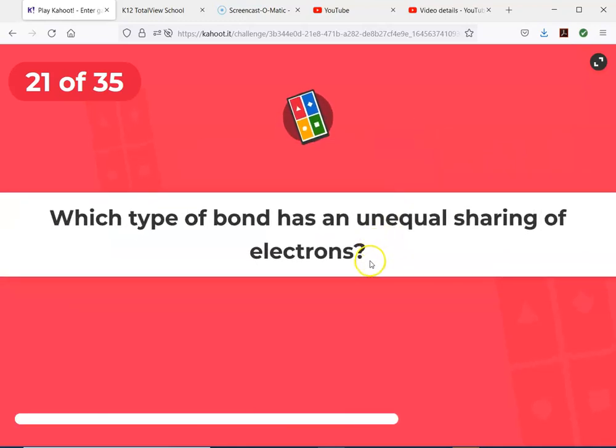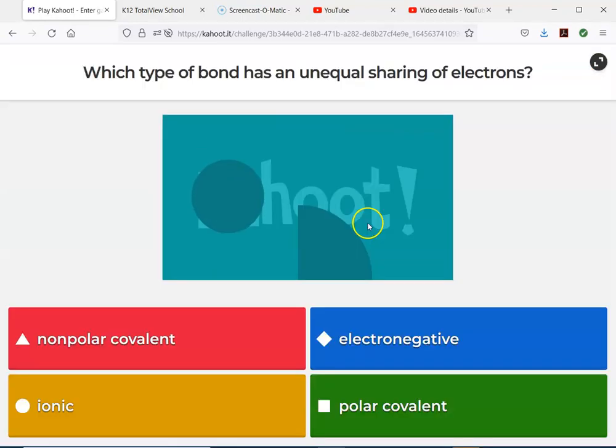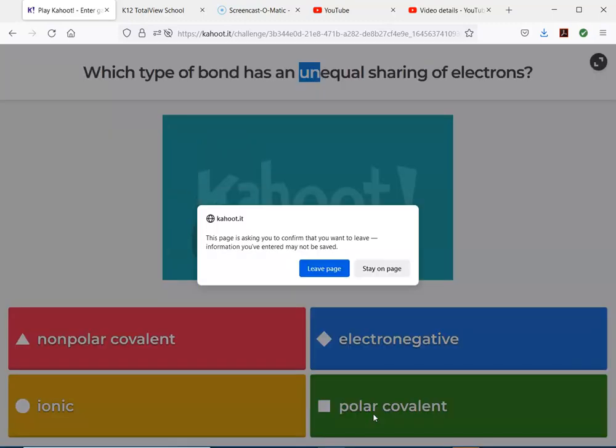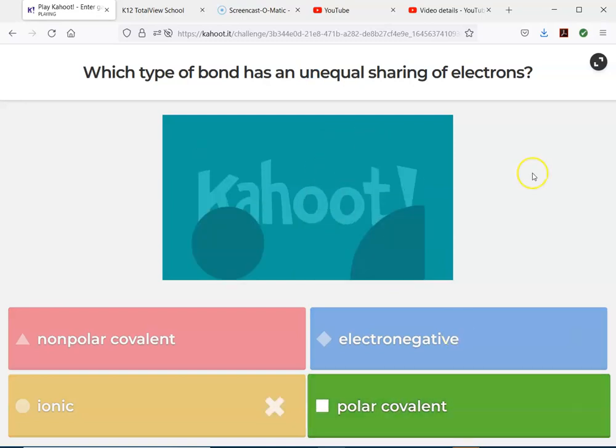21. Which type of bond has an unequal sharing of electrons? Unequal sharing of electrons. Non-polar covalent, electronegative, ionic, or polar covalent. Equal sharing would be non-polar. There's no difference between the poles. Unequal sharing would be polar. There's a difference between one side and the other side. Polar covalent.